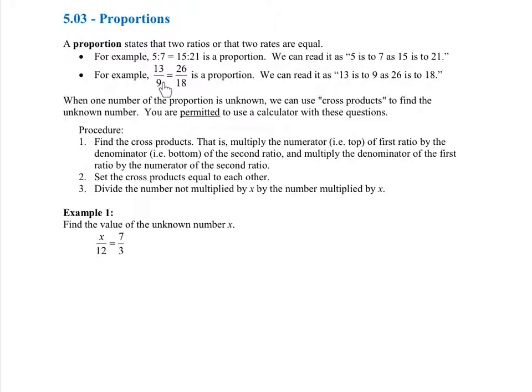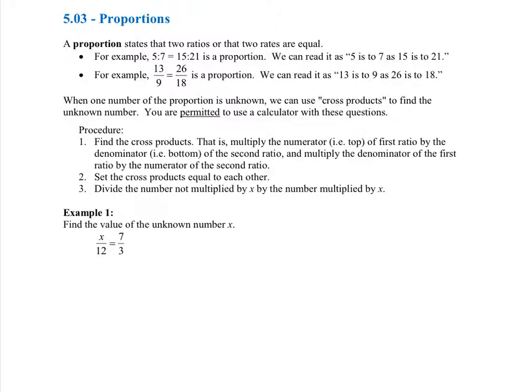Or it could be in fractional form as a proportion, and we could read this as 13 is to 9 as 26 is to 18. Okay, so when we have proportions and one of the numbers is unknown, we can use something called cross products to find the unknown number. And keep in mind you are permitted to use a calculator with these questions.